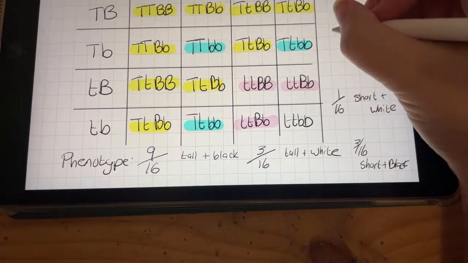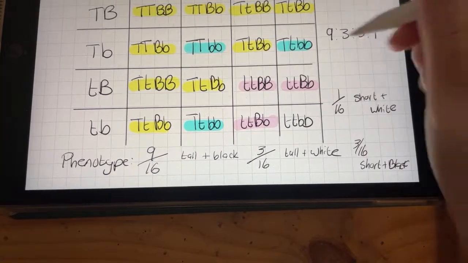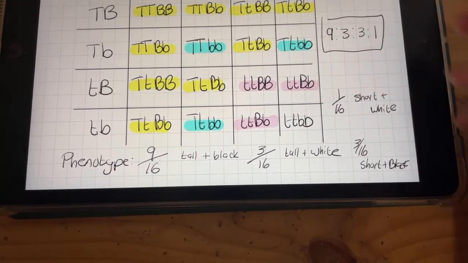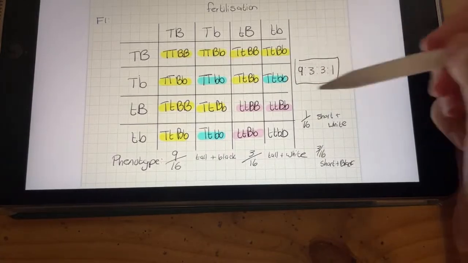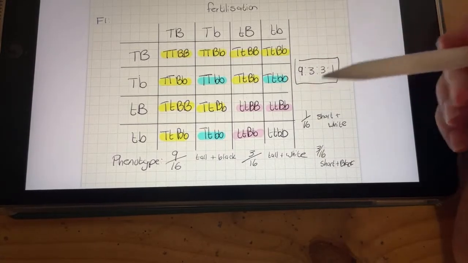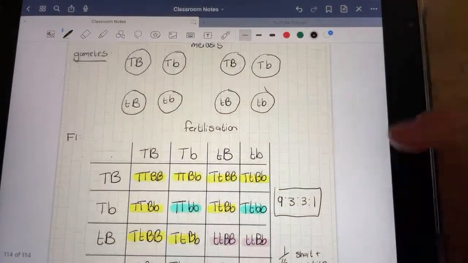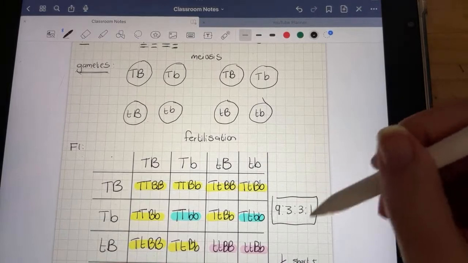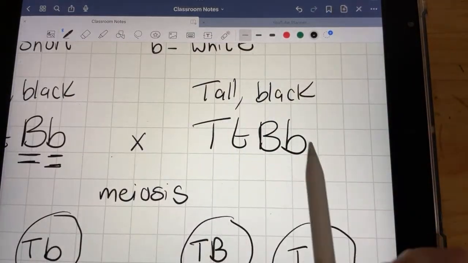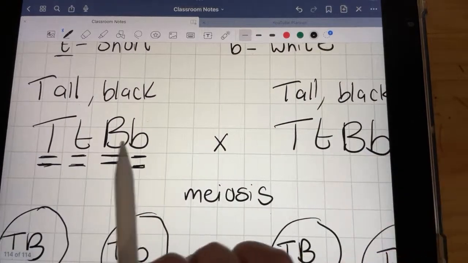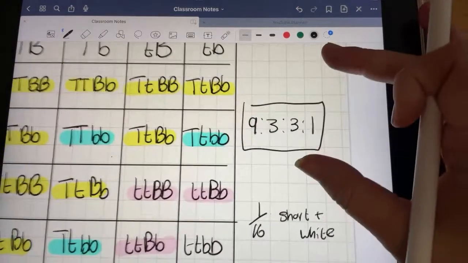And that gives us that golden ratio of 9 is to 3 is to 3 is to 1. And this ratio is golden because if they ever ask you what were the parents, without showing you the parents, you can only get this ratio, grade 12s and my rewriters, if the parents are heterozygous. Both of them need to be heterozygous. That's the only way we get this golden ratio.